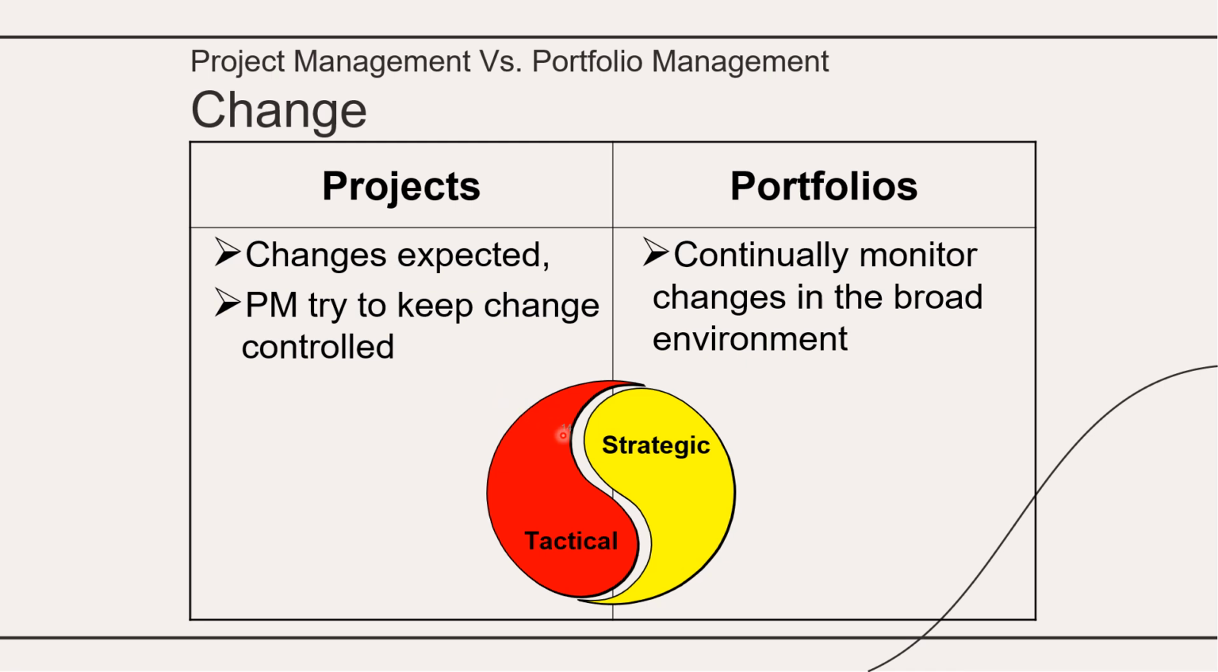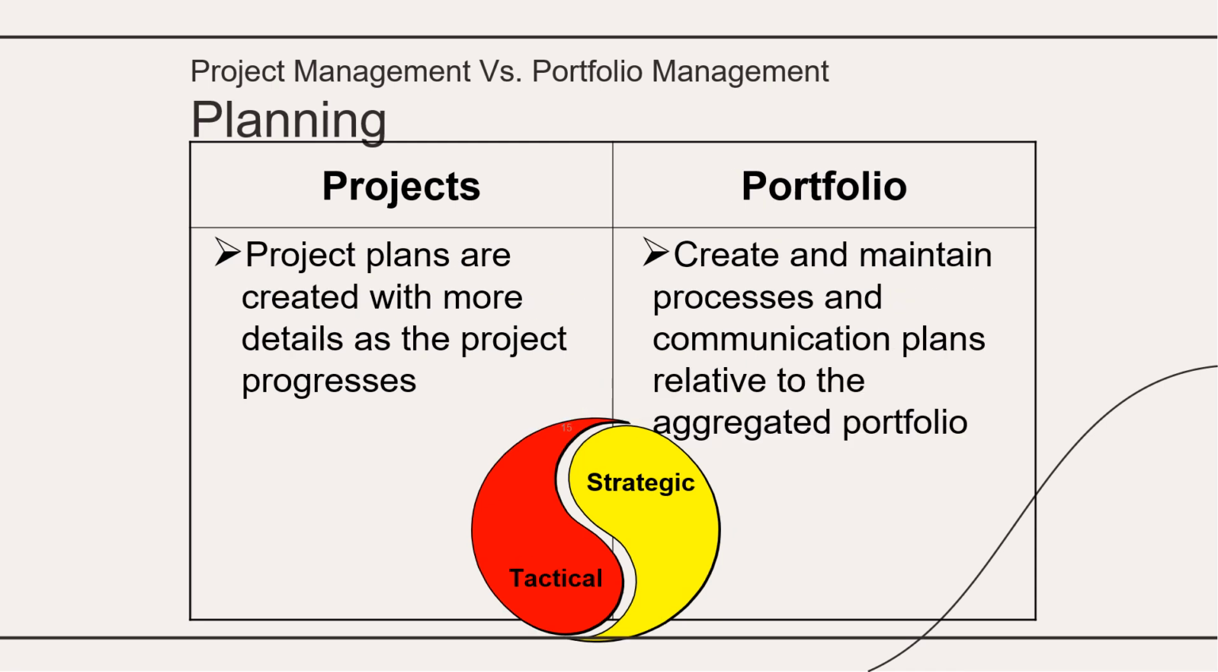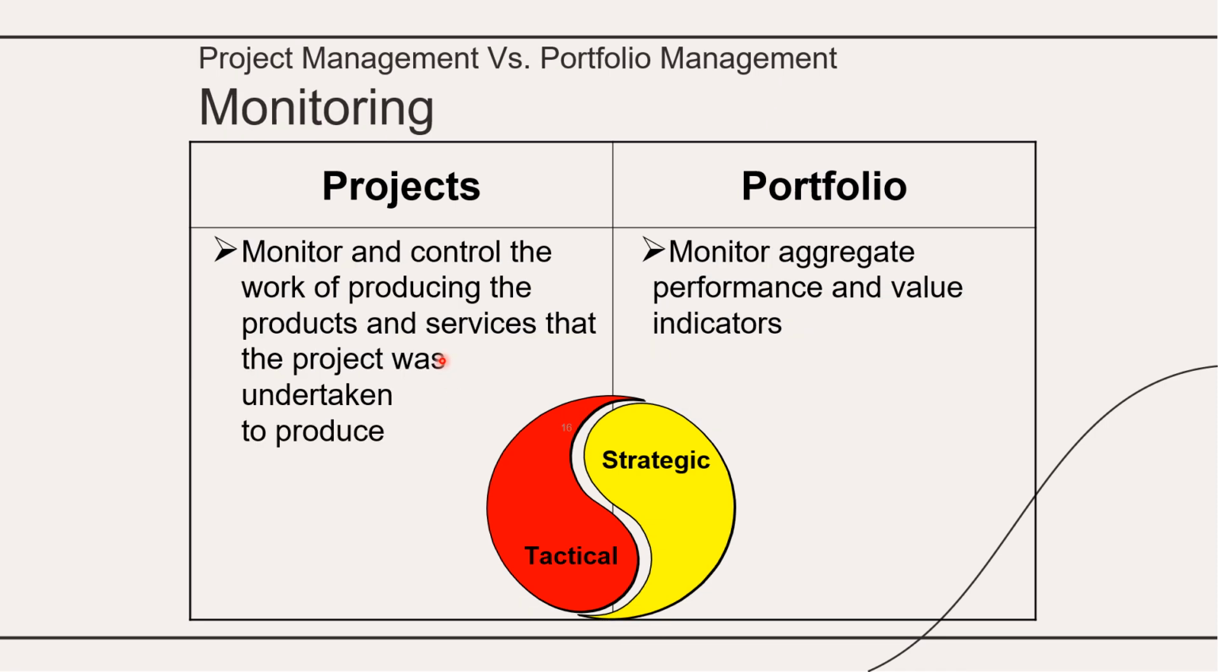This is what actually needs to be done. Then we have planning. Project plans are created with more detail as the project progresses. But in portfolio, we create and maintain processes and communicate plans relative to the aggregate portfolios, as the case might be. Under the monitoring aspect of project management and portfolio management: in projects, monitoring and control of the work of producing the products and services that the project was undertaken to produce, whereas in portfolio it is monitoring aggregate performances and value indicators, as the case might be.